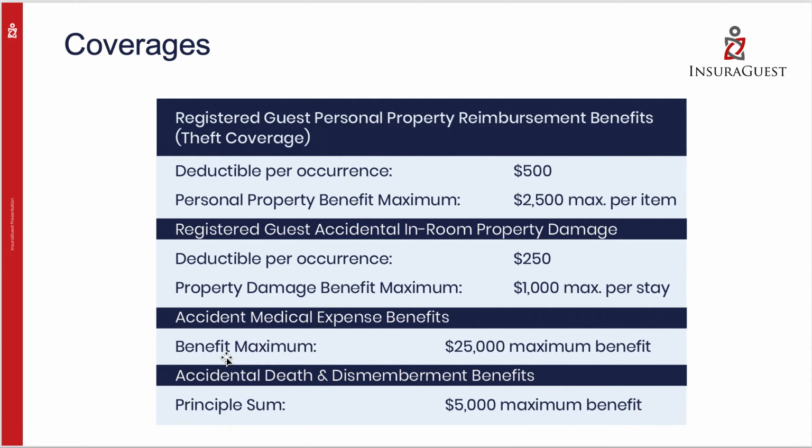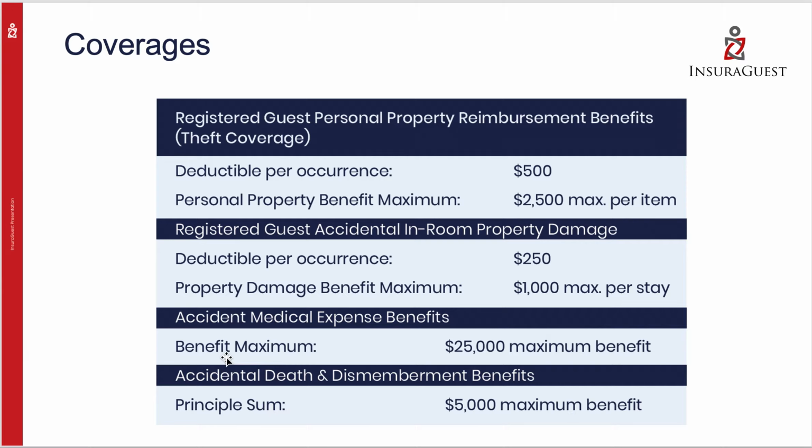Here's our coverages. We cover up to $2,500 for personal property. That's theft. Something happens, your MacBook Pro gets stolen. There is a $500 deductible because we put that in there to prevent fraud. We don't want anybody coming to us and saying, hey, they lost their computer. So that's kind of a pain threshold. If you lost your computer, let's file a police report. The guest pays the $500 and they get the up to $2,500 max per item.